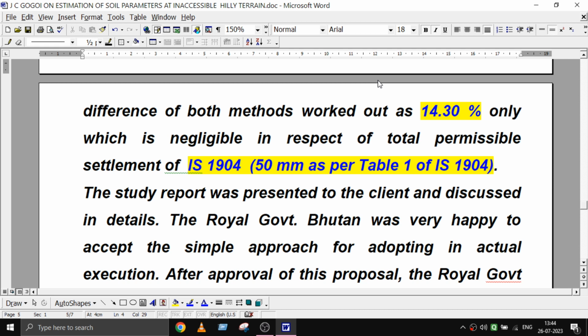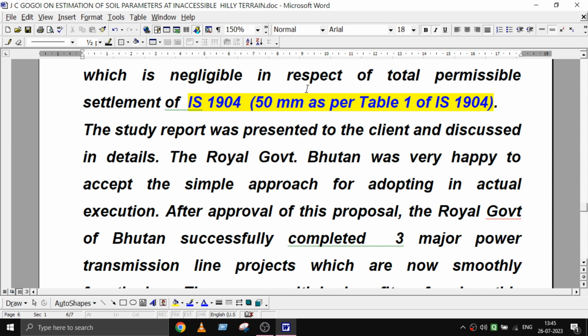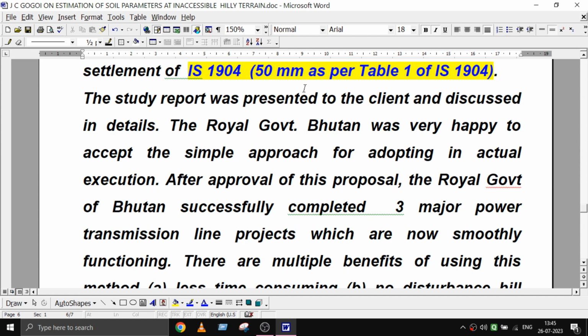We have presented our different presentations to our esteemed client and discussed regularly for a few days with a lot of experts, and finally the Bhutan government was very happy to accept this simple approach for adopting in actual execution. After getting approval, the Royal Government of Bhutan successfully completed 3 major power transmission lines which are now smoothly functioning.